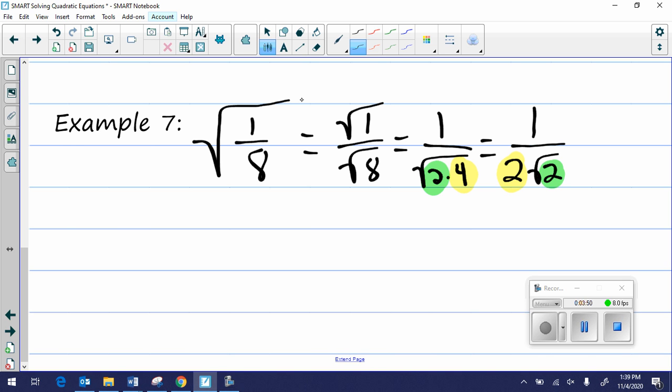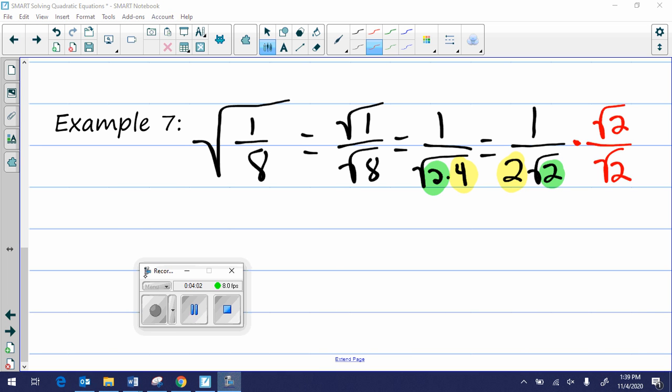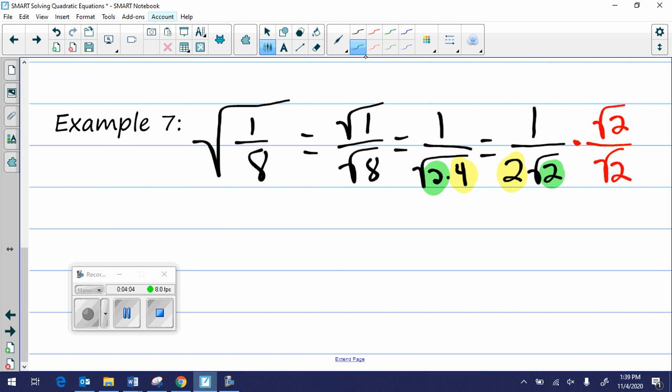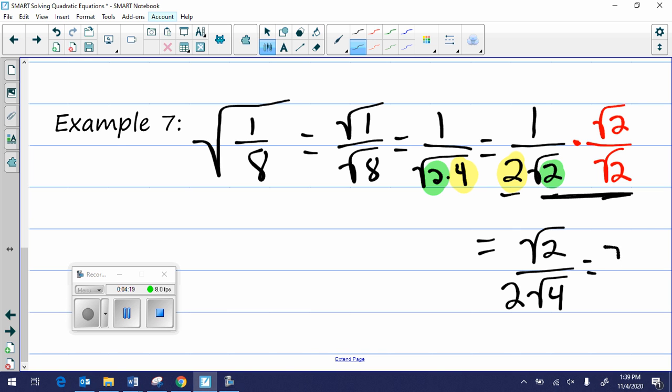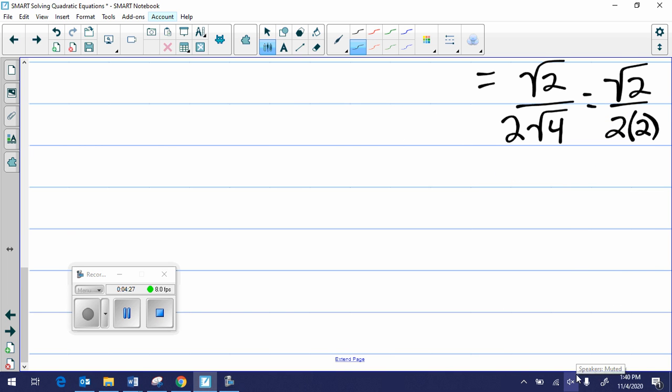Okay, now, the thing I don't like is that square root 2 in the denominator. So you know what I'm going to do? I'm going to multiply top and bottom by square root 2 over square root 2. I can do that. That is legal because it's equal to 1. So in the top, 1 times the square root of 2 is square root 2. In the denominator, I'm going to get 2 times the square root of 4. I can multiply those. Those are under the square root together. And then the square root of 4 is 2. And then finishing it off, I get square root 2 over 4.